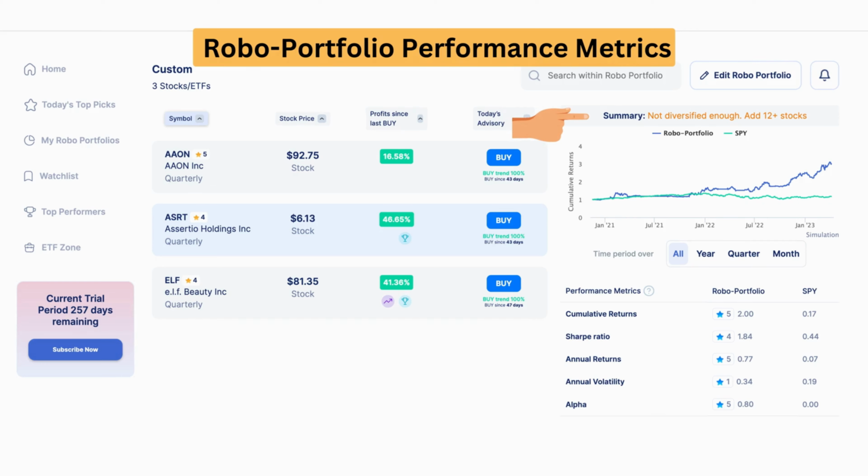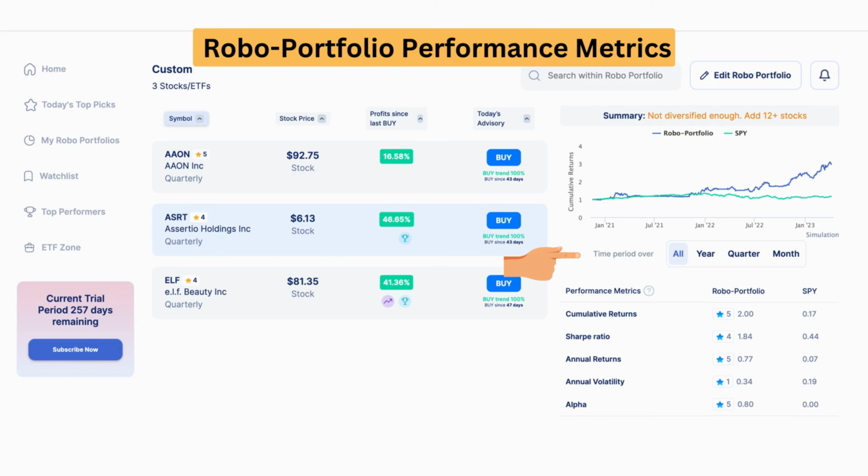Some of the measures to compare between robo-portfolios include summary, which gives high-level consideration for the robo-portfolio, such as including more stocks, higher Upturn-rated stocks, and others. Cumulative returns in the charts show how the robo-portfolio performed compared to the market. S&P 500 is used here as the benchmark. Cumulative returns can also be compared over different time periods.